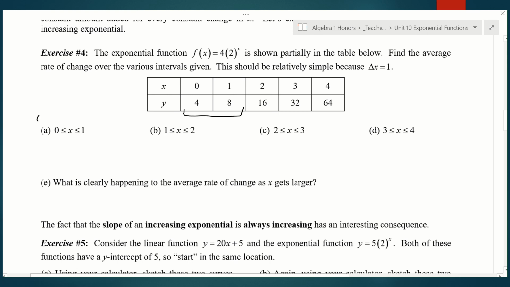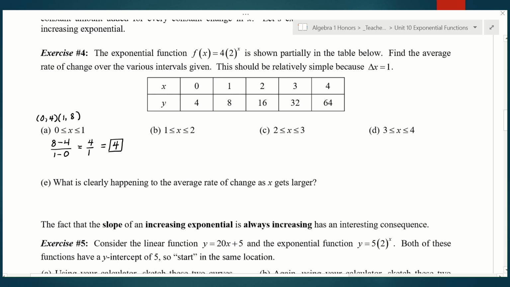Okay, so just for this first one, I'll write them out. So we're using 0, 4, and 1, 8. That's what it means when they say the interval from 0 to 1. If I do my slope formula, and remember we're not going to call it m because it's not slope, it's average rate of change, but I still do y2 minus y1 over x2 minus x1. And so for this particular interval, my average rate of change is 4.